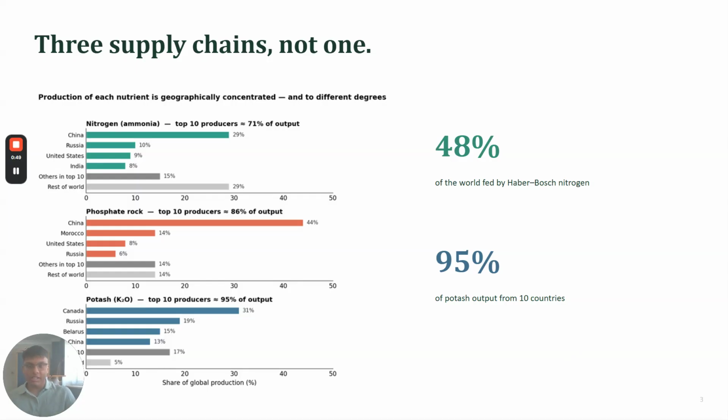So, what does this mean? Well, to create the final fertilizer product, there are three distinct supply chains. Nitrogen is made from natural gas by the Haber-Bosch process. P and K come from geologically restricted reserves. To put that into perspective, only 10 countries in the world hold 95% of all the potash.